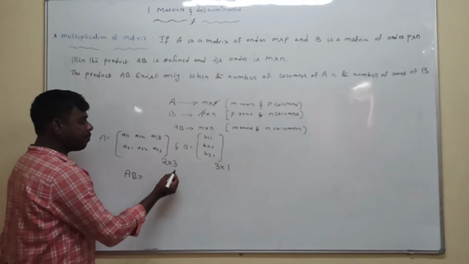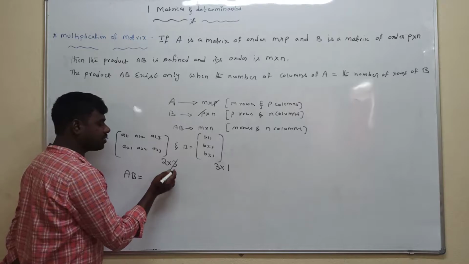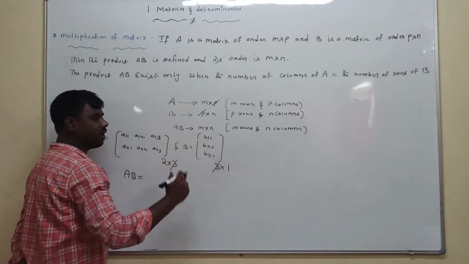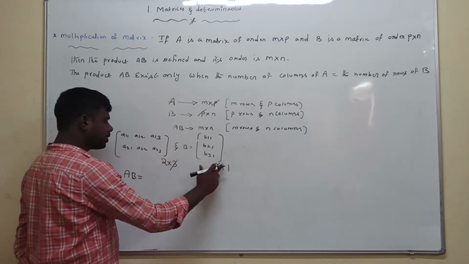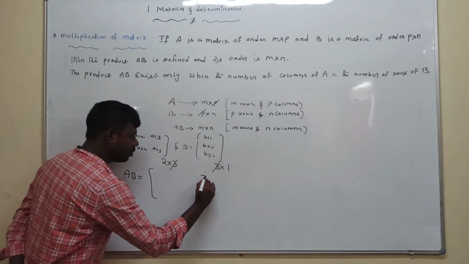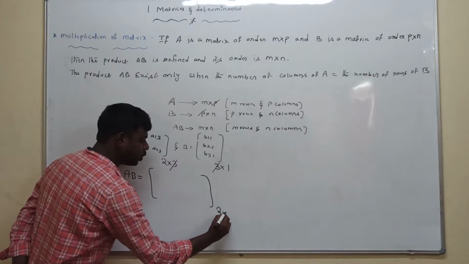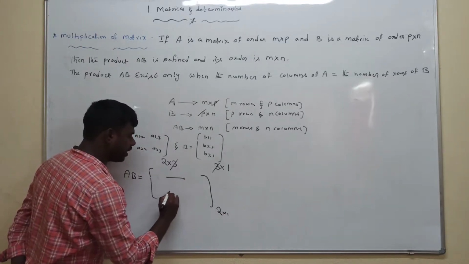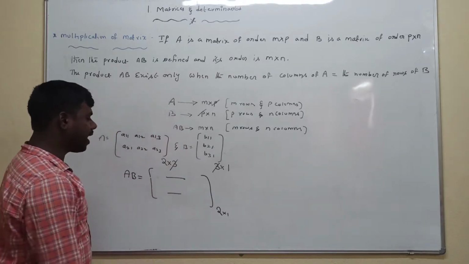So for the product AB, the number of columns in the first matrix is equal to the number of rows in the second matrix. Both are equal. We get the resulting matrix of order 2 by 1, meaning 2 rows and only 1 column.